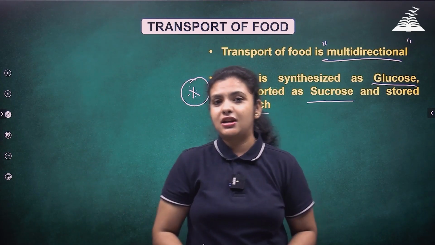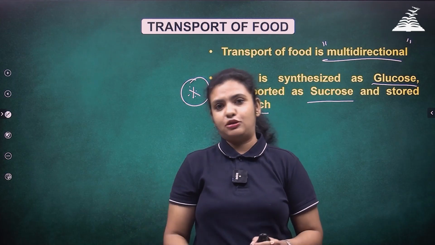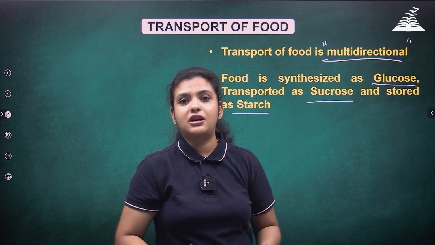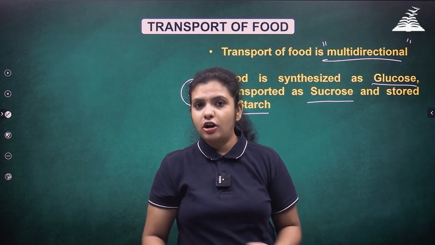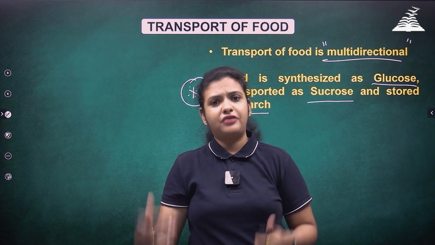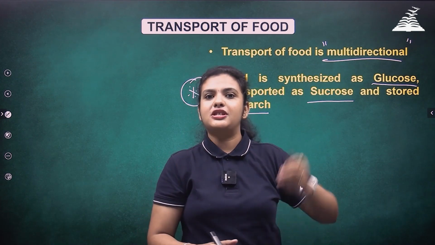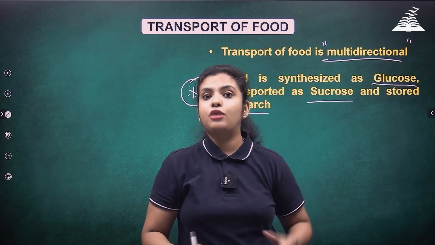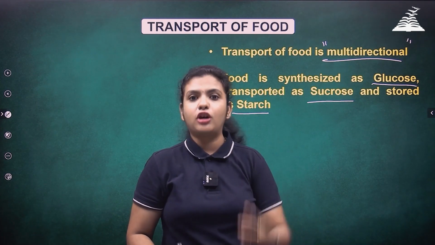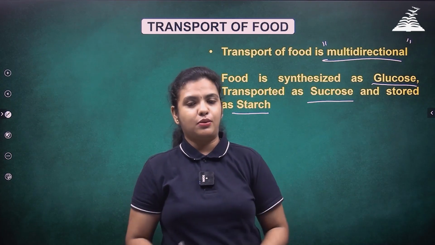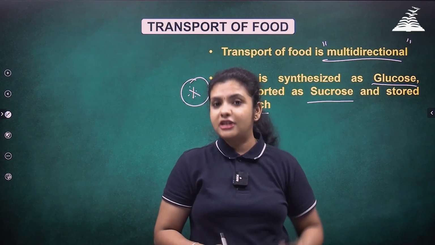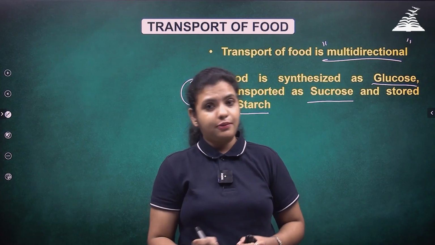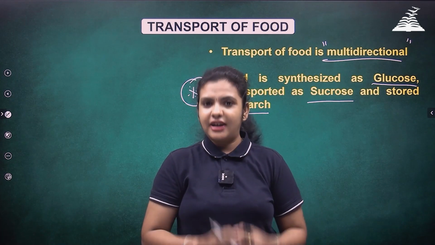Right? With this, we come to the end of this chapter, students. We have been talking about the means of transport, short distance transport, long distance transport. What all did we speak of? We spoke of diffusion, facilitated diffusion, osmosis, imbibition, translocation, which is long distance transport. We spoke about transport of food, transport of water, transport of minerals as well, right? I hope you have understood all the concepts of this particular chapter, and I hope it is going to help you for your preparation, right?